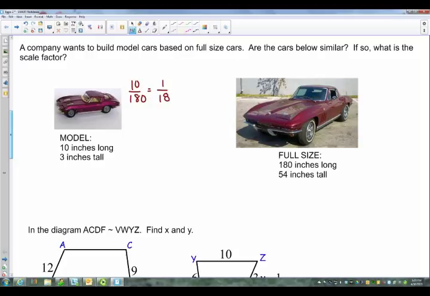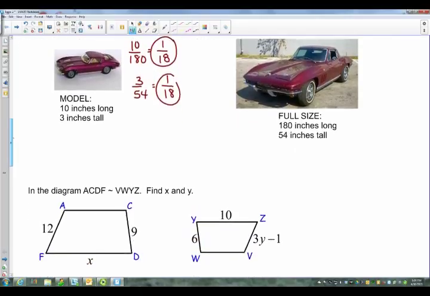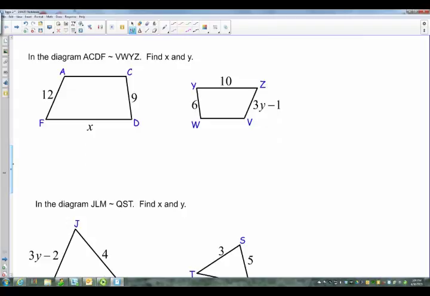Now for this thing to be a true model, or a true similar figure, it has to be the same for all dimensions. So I now go to the height. Okay, the model is 3 inches tall. The regular car is 54 inches tall. Now we set that up as a ratio and reduce. Well, 3 goes into both of those, and that reduces down to 1/18. Now since they're both the exact same, you can say that they are similar, and that 1/18 is the scale factor.